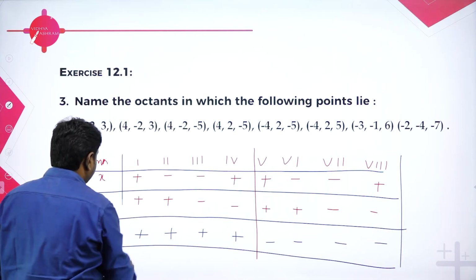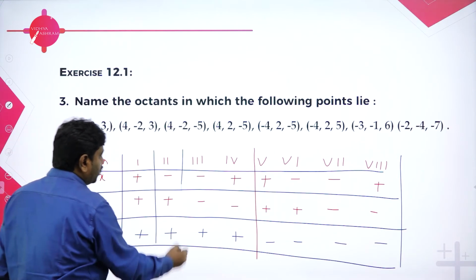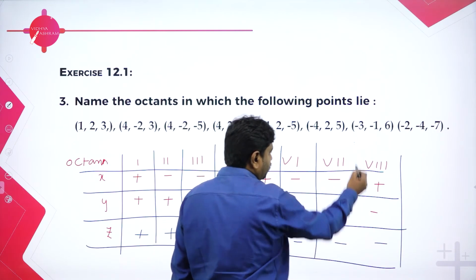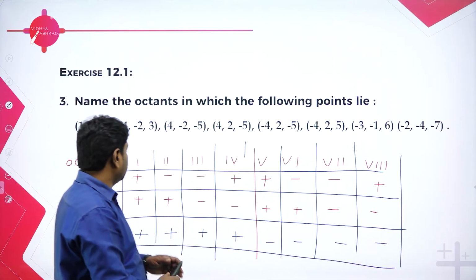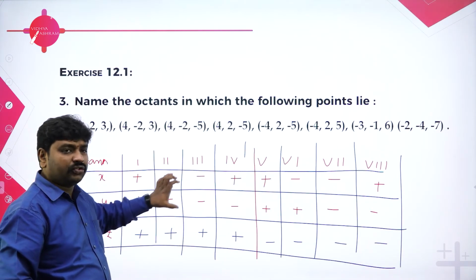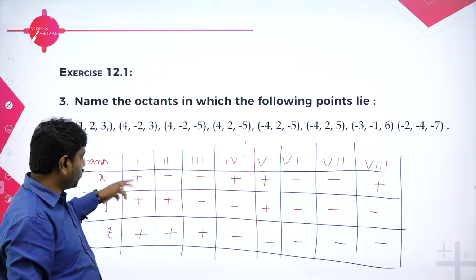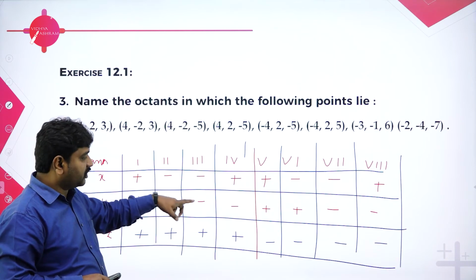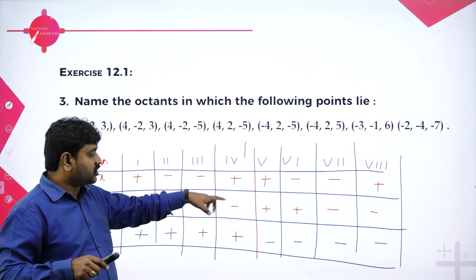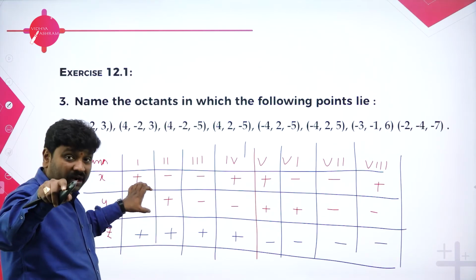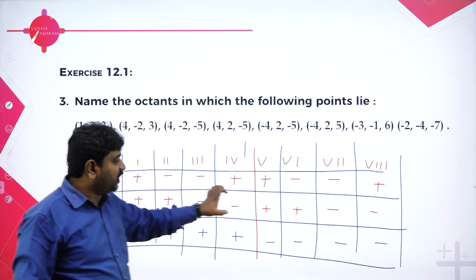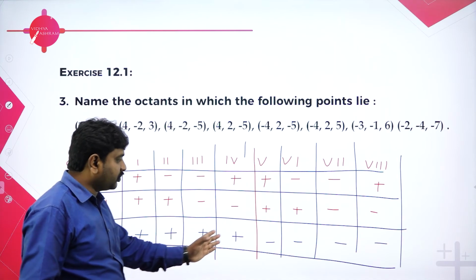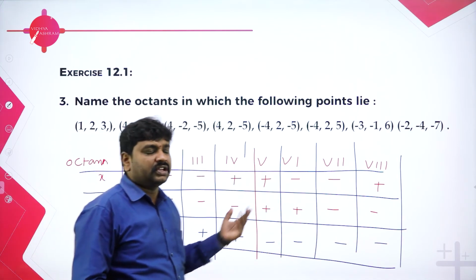So first, what should you write? Octants. How many octants? 1, 2, 3, 4, 5, 6, 7, 8 octants. And here you fill the first four quadrant values. In the first quadrant, x and y are positive. Second quadrant, minus plus. Third quadrant, minus minus. Fourth quadrant, plus minus. Whatever you fill in the quadrant system, the same I filled. Repeat them and you'll get the remaining. Now the first four z's are positive, the next four z's are negative. See the table and fill it.